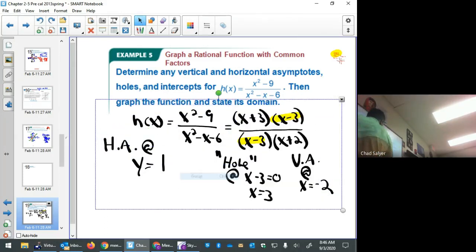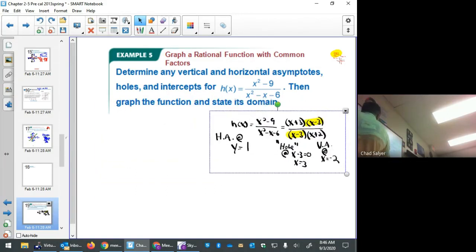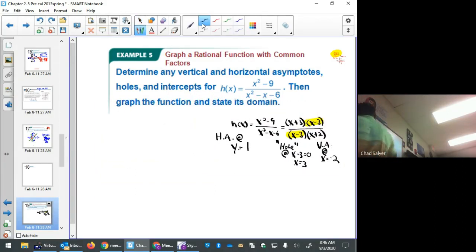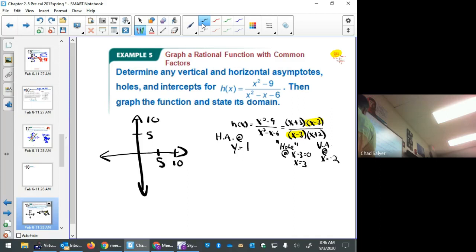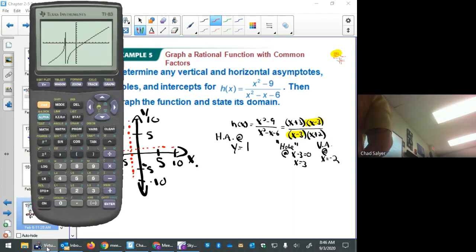Okay, so let's sketch our graph. And again, we'll dispense with the intercepts because that'll be obvious once we plug this in the calculator. So a horizontal asymptote at y equals 1, something like that. A hole at x equals 3. We'll get back to that. Vertical asymptote at x equals -2. So the hole is going to come in when we draw the graph itself.